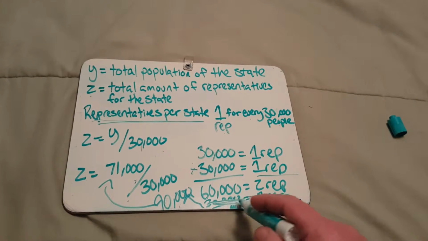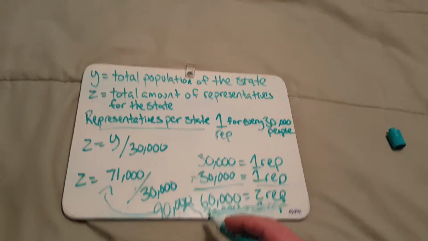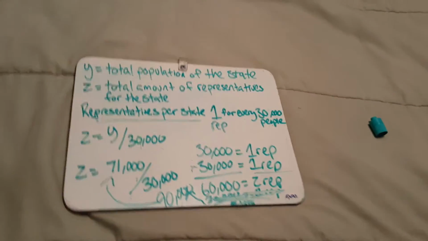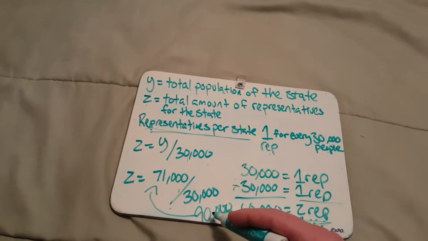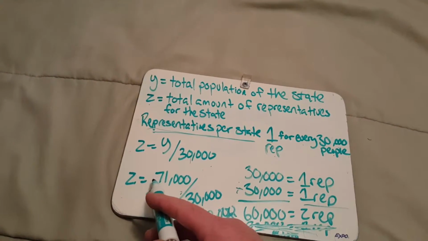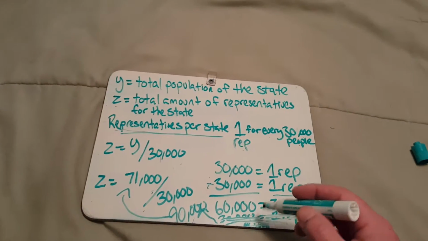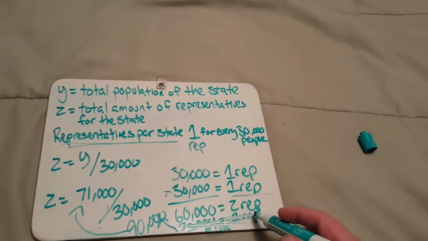And my squiggles and my scribble marks here as I tried to add another 30,000 just to see, even though we already knew the answer. That got us 90,000. 90,000 is more than 71,000, so we couldn't do that. So Georgia had to stop with two representatives.